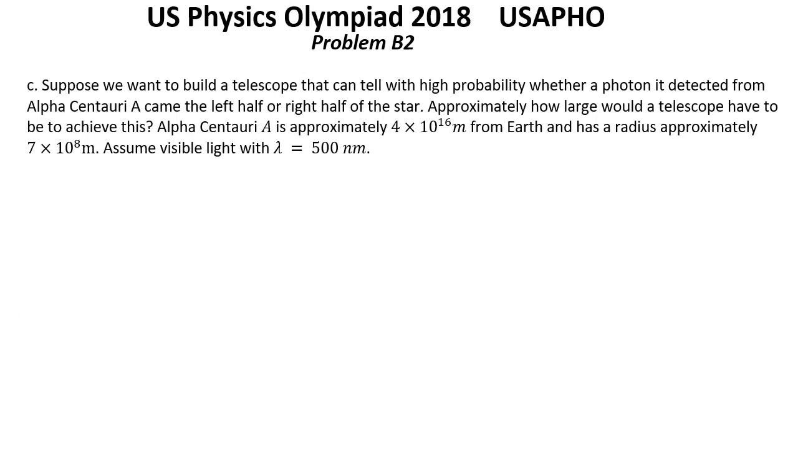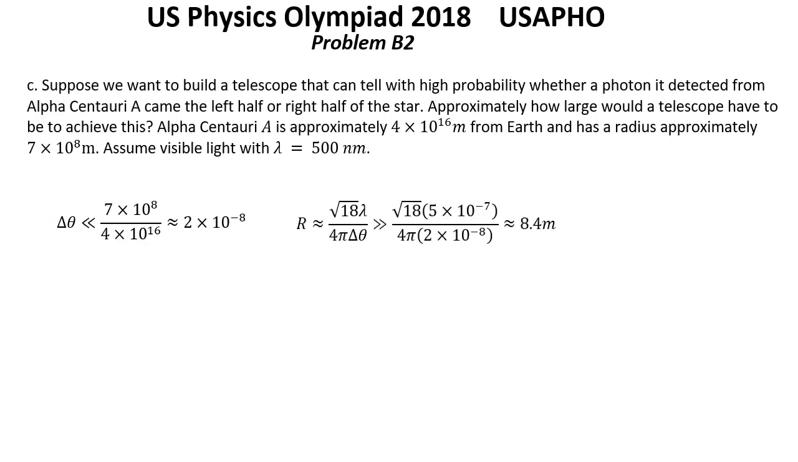Solution. We need delta theta to be much smaller than the actual angular separation, so delta theta must be much less than 2 times 10 to the negative 8. So it means that r must be much greater than this expression, or equal to 8.4 meters. So that's the answer for problem C, and that was a full solution for the whole problem B2.